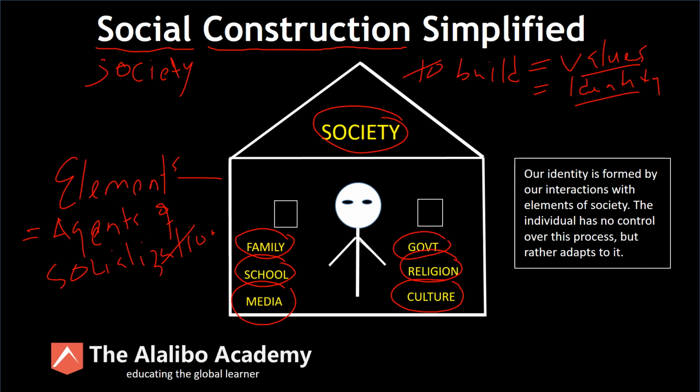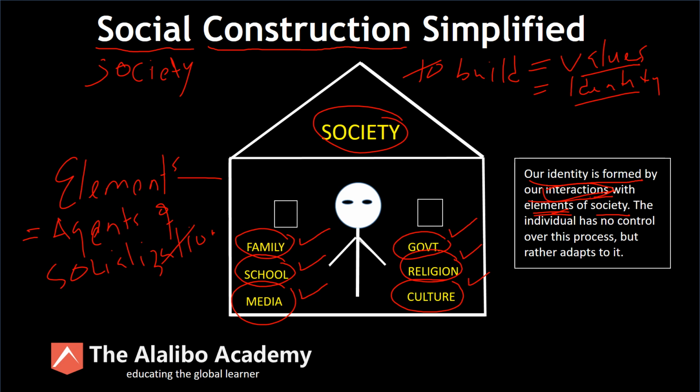Now it says here, our identity is formed by our interactions with elements of society. Now this is a very key point. Interactions with elements of society. And those elements are family, school, media, government, religion, culture, and many others not mentioned in this example.